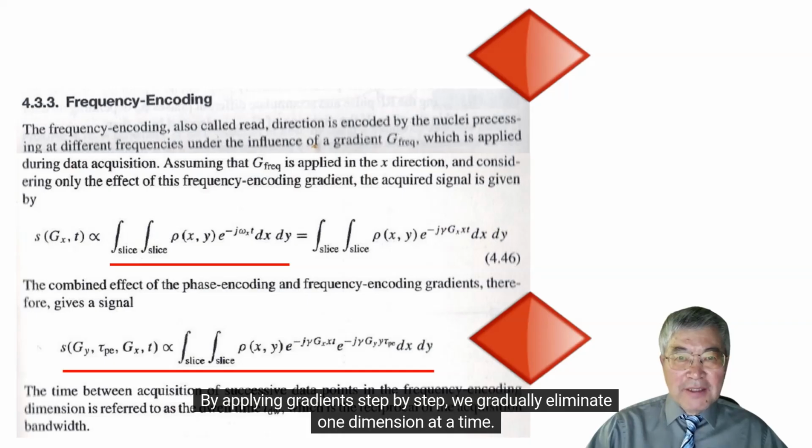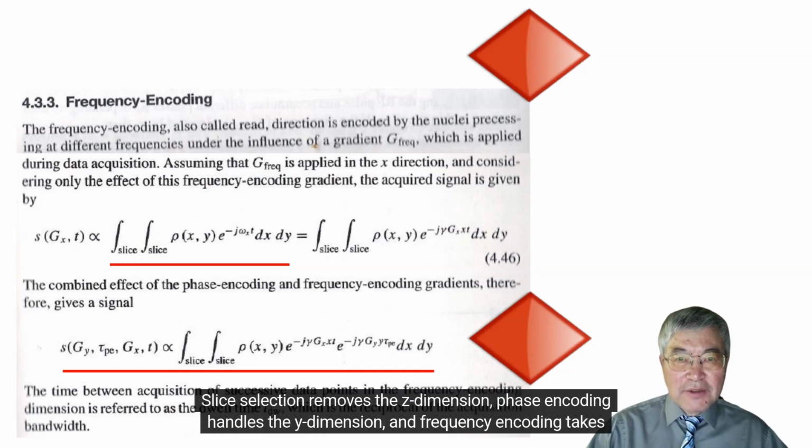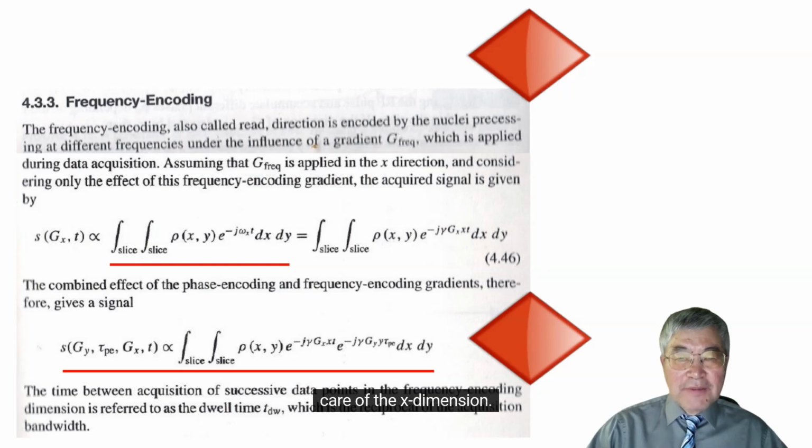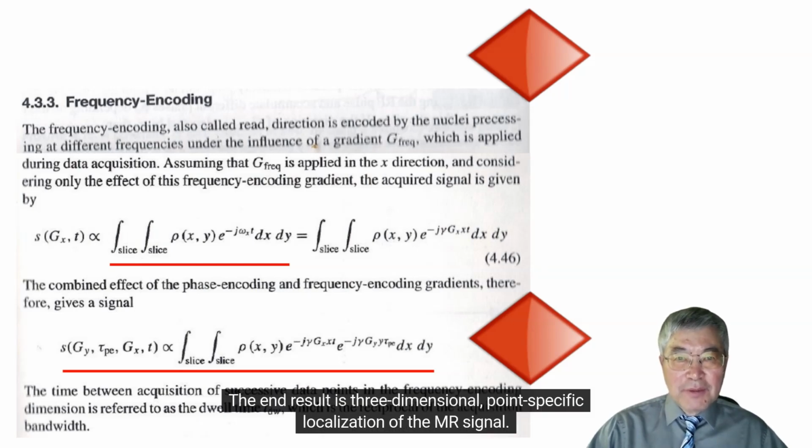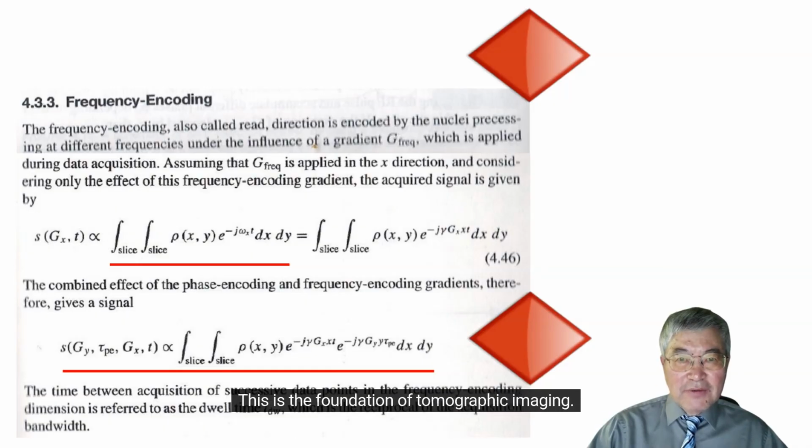By applying gradients step by step, we gradually eliminate one dimension at a time. Slice selection removes the Z dimension, phase encoding handles the Y dimension, and frequency encoding takes care of the X dimension. The end result is three-dimensional, point-specific localization of the MR signal. This is the foundation of tomographic imaging.